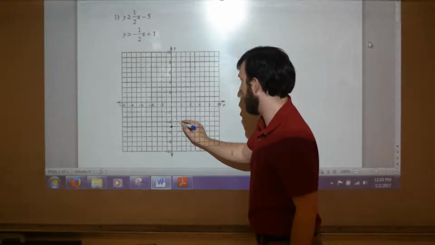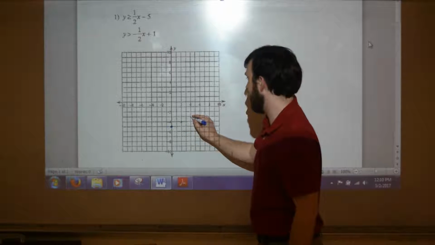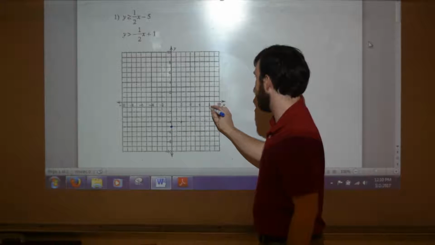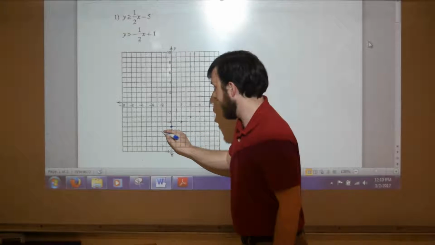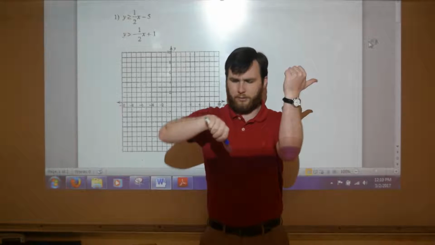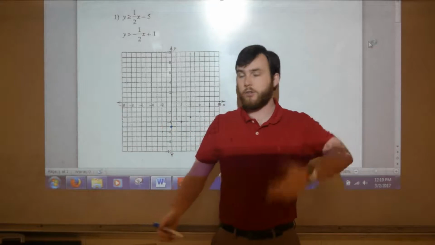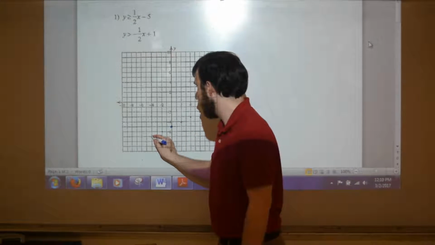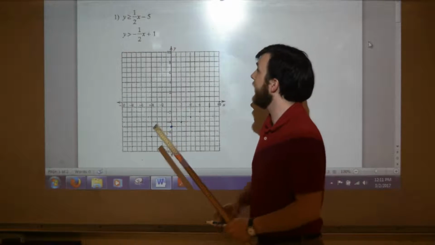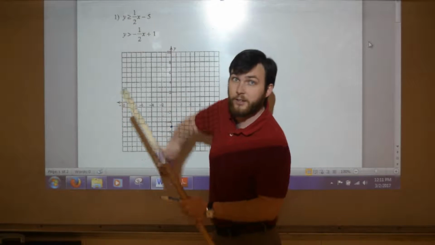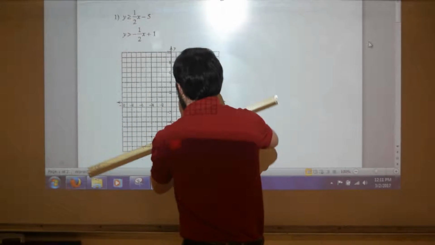Up 1 over 2. We're just going to keep on doing that. Up 1 over 2, up 1 over 2. If you want, you could also go down and left. Up and right is the same thing as down and left, so you can go both ways. Then we're going to make a line. Since we have the equals, it's going to be a solid line.